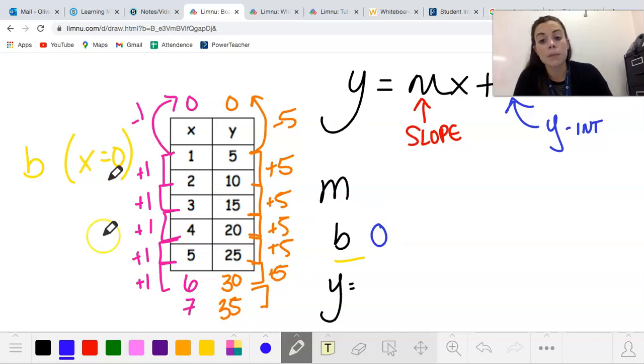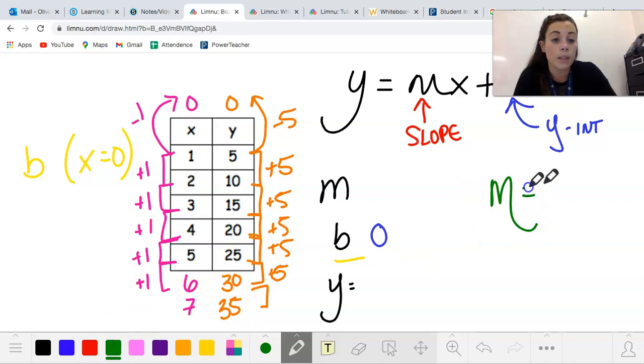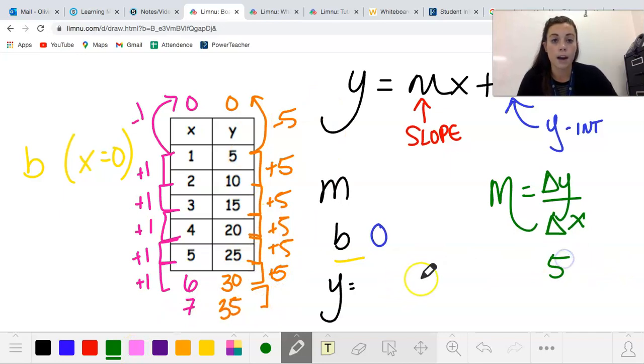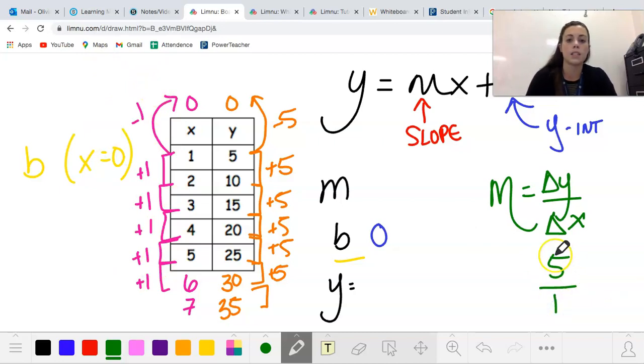And when we have something like this, our life is actually a lot easier because when we use m equals delta y over delta x, we already found the change. What was our change in y? It's these orange ones over here. Our change in y was plus 5. What was our change in x? Plus 1, right? When you have to find the y-intercept, it kind of makes it easier.